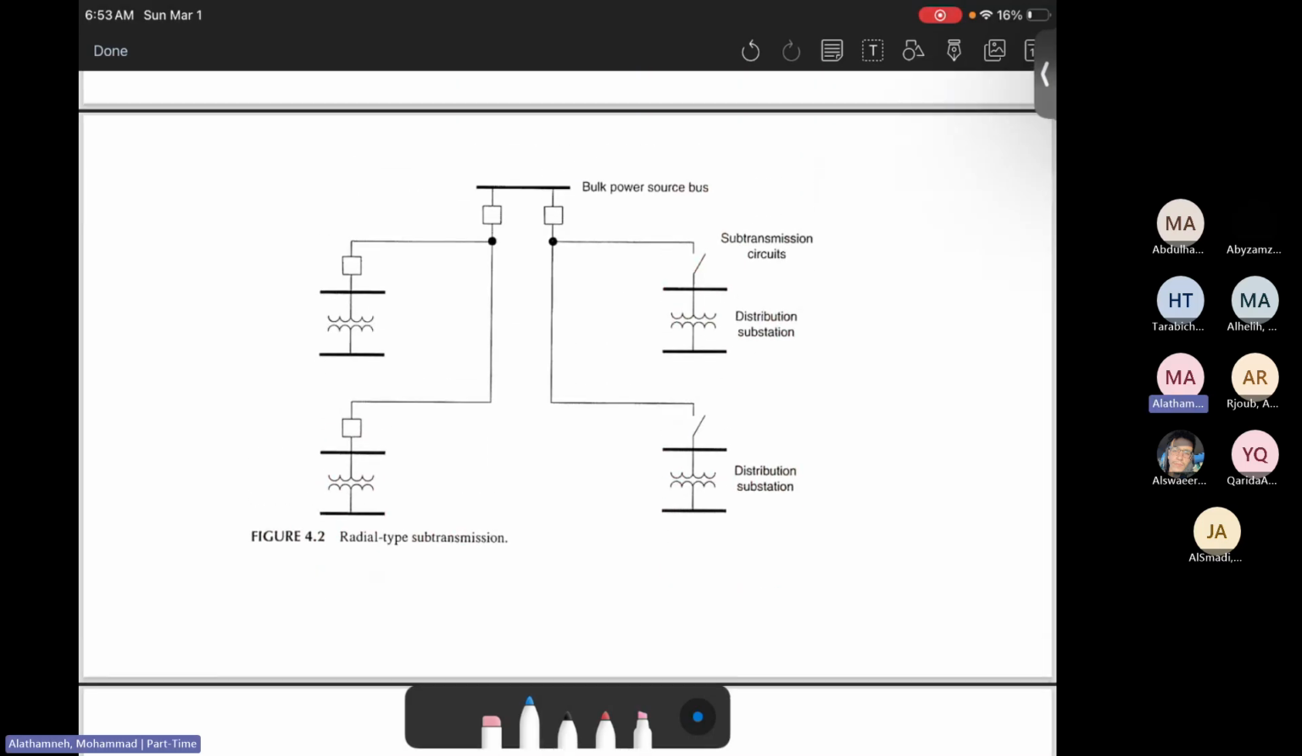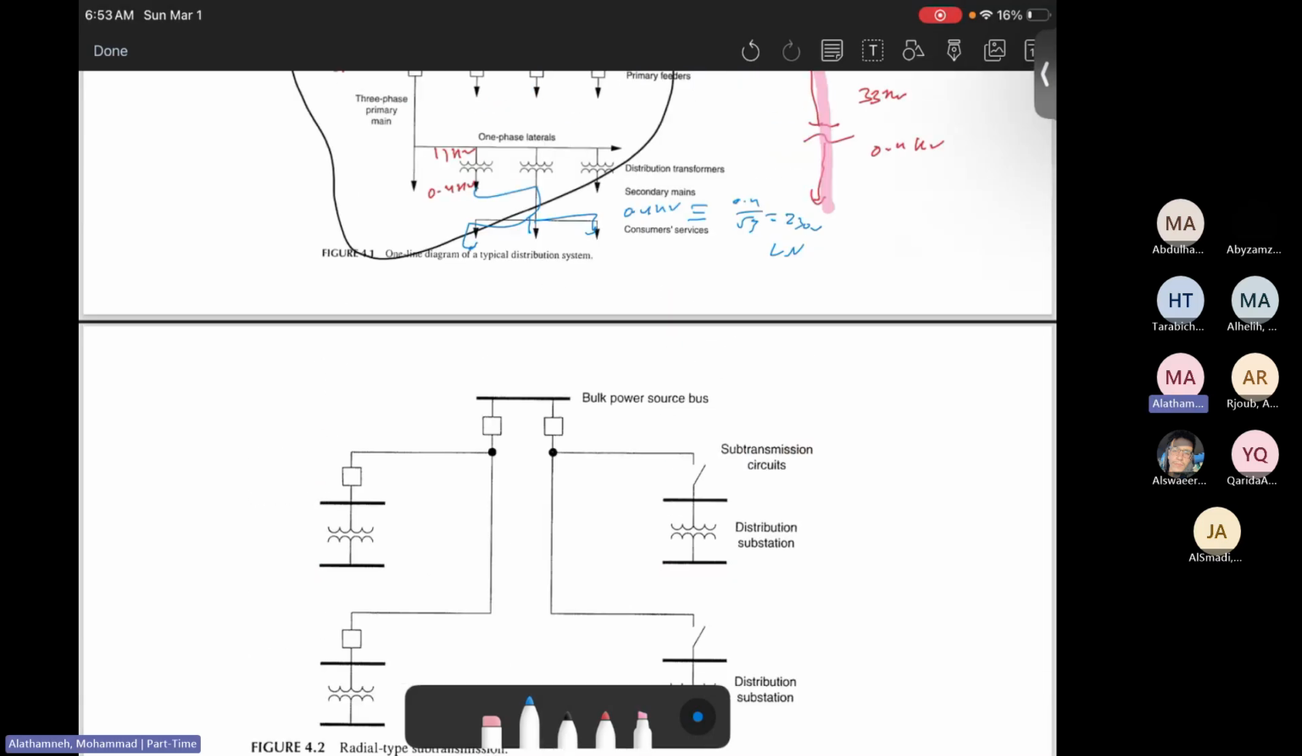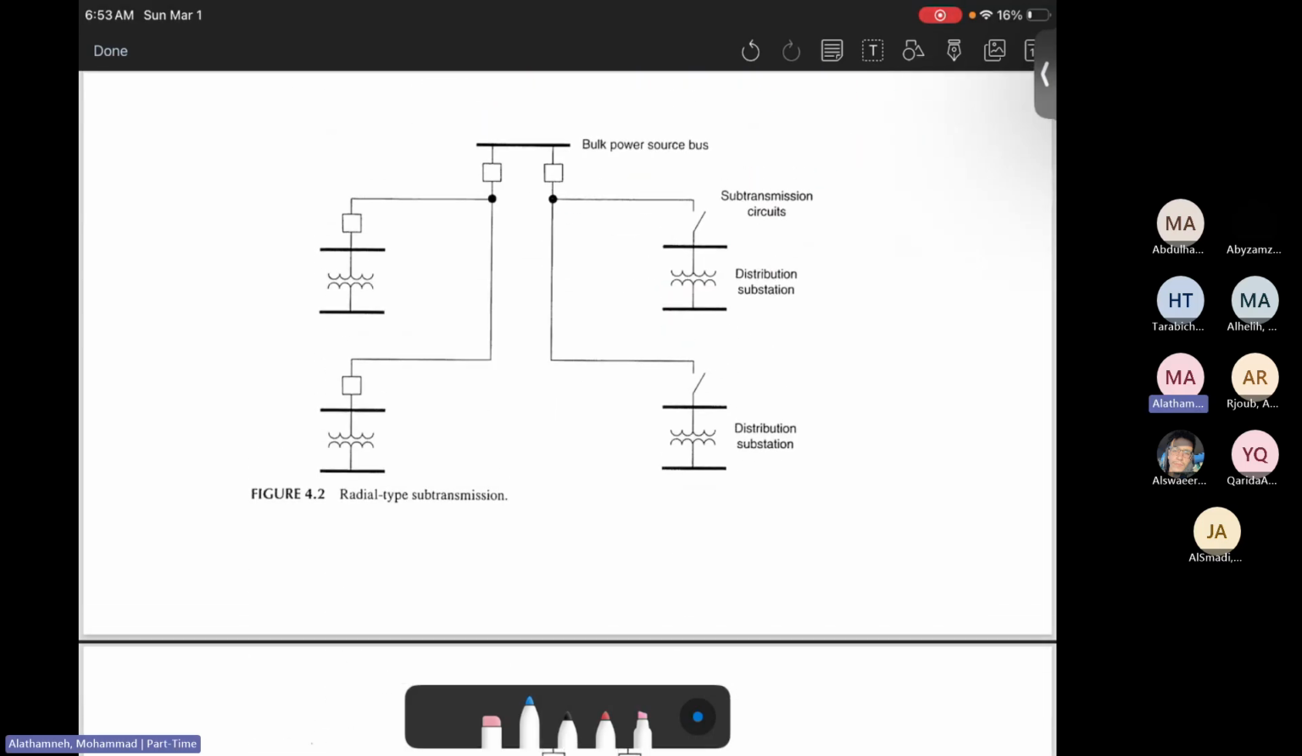The other thing we will talk about now is something we call radial transmission and loop. So what's the difference between radial and loop? Look at this radial. Here is a substation, and there's a substation here, here, and here. So you can notice that this is based on radial. In radial, the power goes here, goes here.